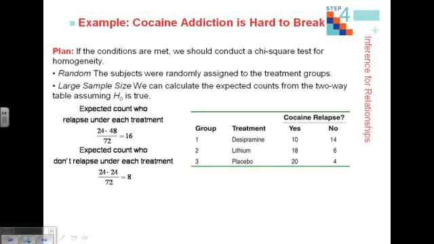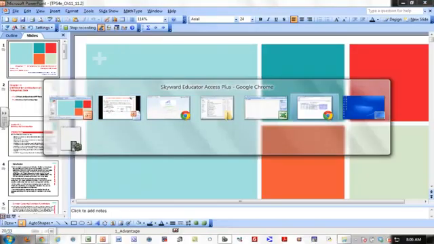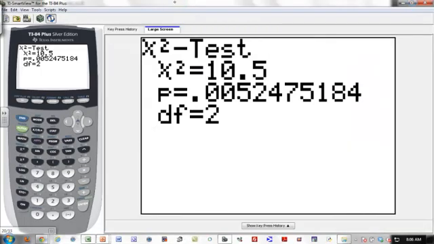Do we have a large sample size? We forgot to check that too. How do we check to see if we have a large enough sample size? We've got to make sure that every expected value, or every value in the expected matrix, is bigger than 5. Let's double check that.